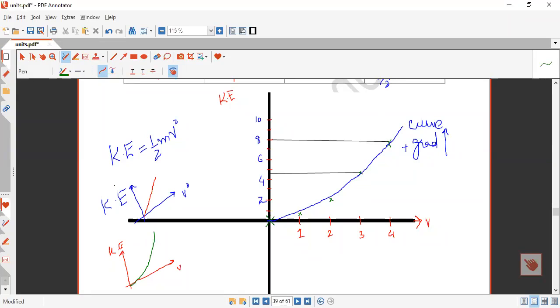So what does it tell us? Yes, kinetic energy was directly proportional to v square. But what about here? We won't call it kinetic energy is directly proportional to v, because we will be now calling it kinetic energy is quadratically proportional to v.